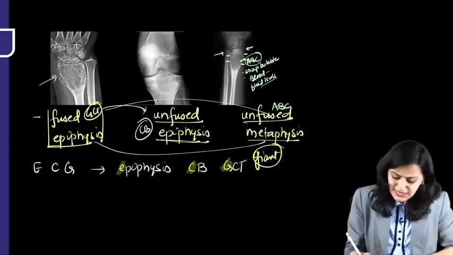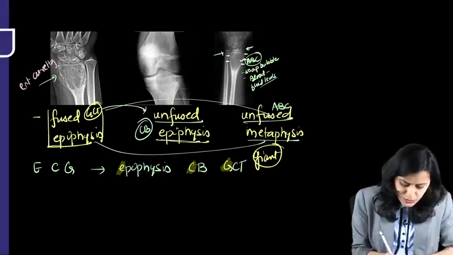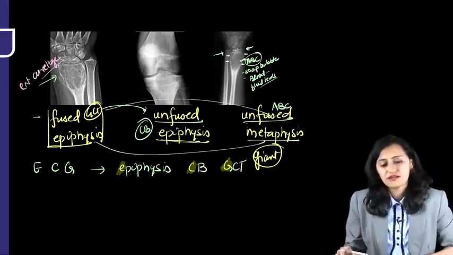What is the treatment for giant cell tumor? Another frequently asked question. It is extended curettage with grafting. It is curettage that is done for GCT.